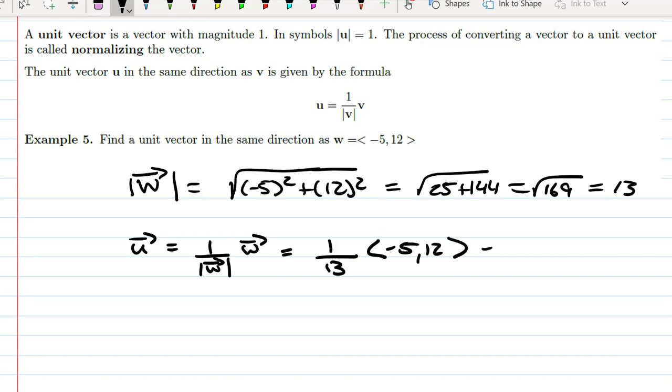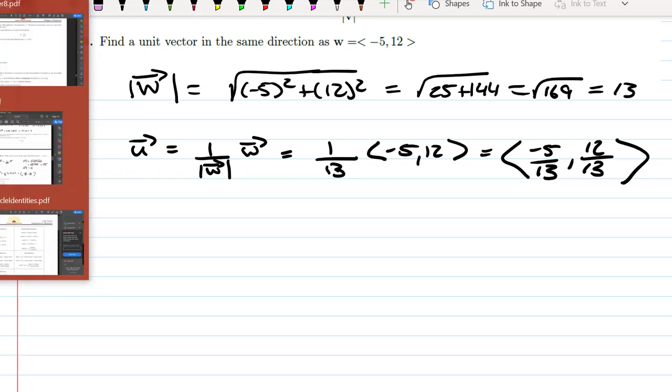So now we have our scalar multiplication. So that's negative 5 over 13, sorry, that's a 13. And then 12 over 13. So our unit vector is negative 5/13 and 12/13. So that has the same direction as the vector w, but it has only length 1.